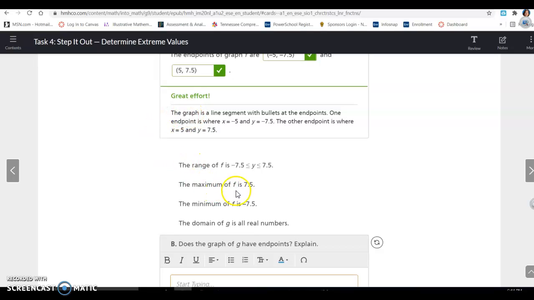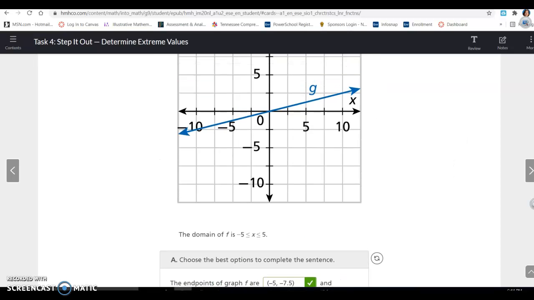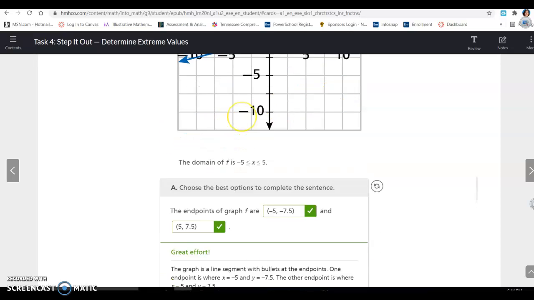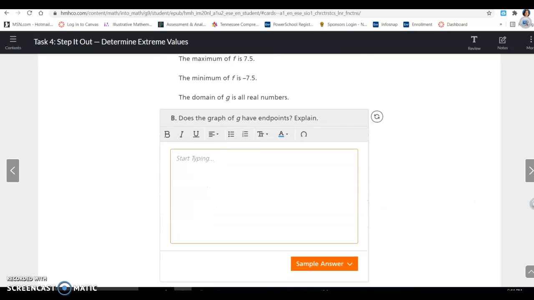It says the maximum and the minimum, and we already looked at that when we looked at the graph a minute ago. The maximum is the highest point, or it comes from the y, which is 7.5. The minimum also comes from the y-axis, but it's negative 7.5. Now it says the domain of g is all real numbers, so we also looked at that. The fact that these have arrows means it continues in both directions, and that makes it all real numbers.